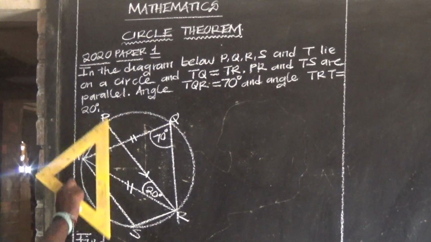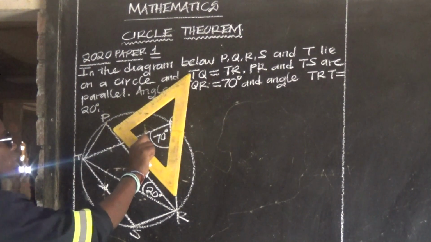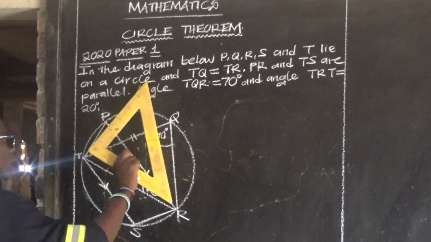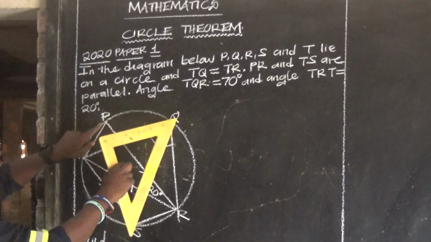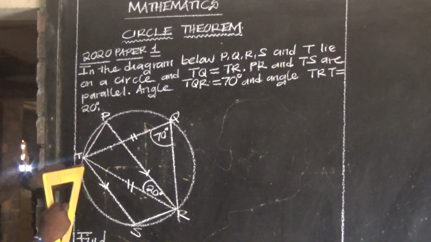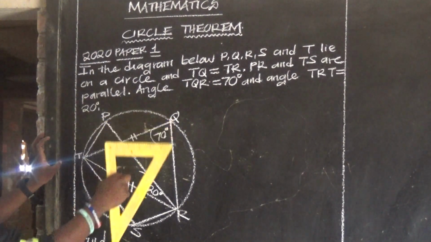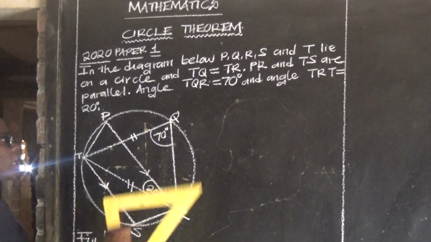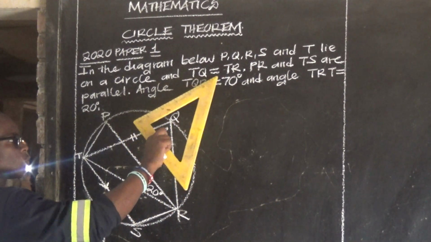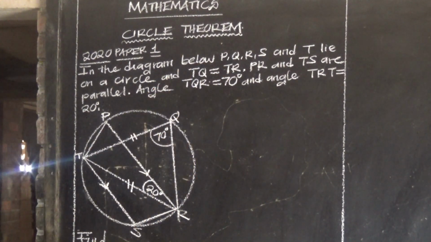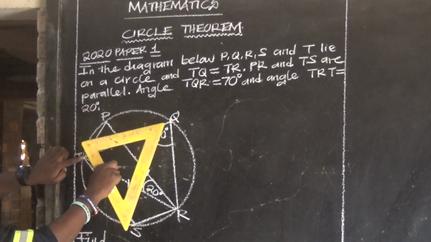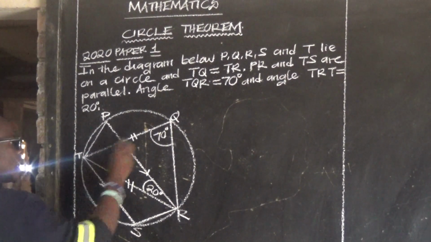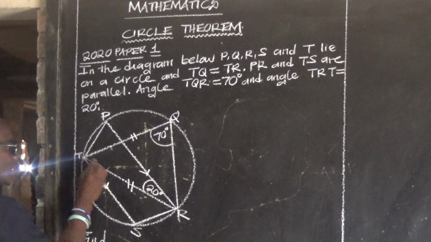It's saying in the diagram below, the points P, Q, R, S, and T lie on a circle. So these points are P, Q, R, S, and T. They are on the circumference of this circle. Then it's saying TQ is equal to TR. So these two, line TQ and line TR, are equal.